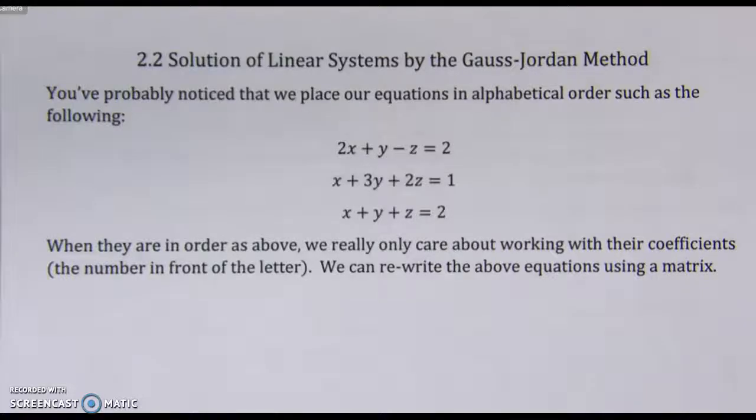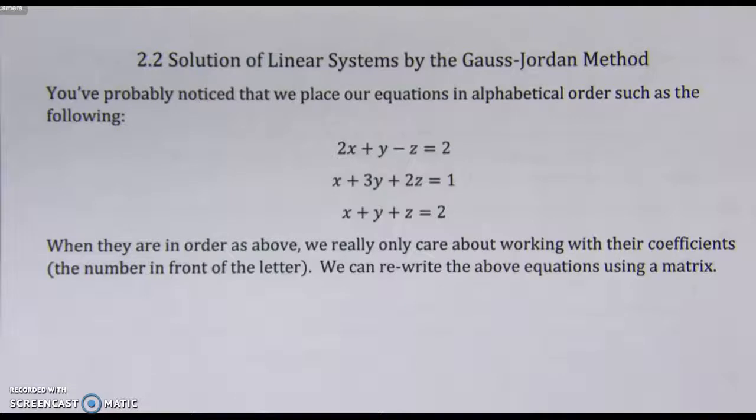In today's lesson, we're going to talk about solutions of linear systems by the Gauss-Jordan method. So you've probably noticed by now that we place our equations in alphabetical order, such that we have x, y, and z in order and equal to a number on each one of our equations. When they are in that order as above, we really only care about working with their coefficients, which is the number in front of the letter, if you recall.